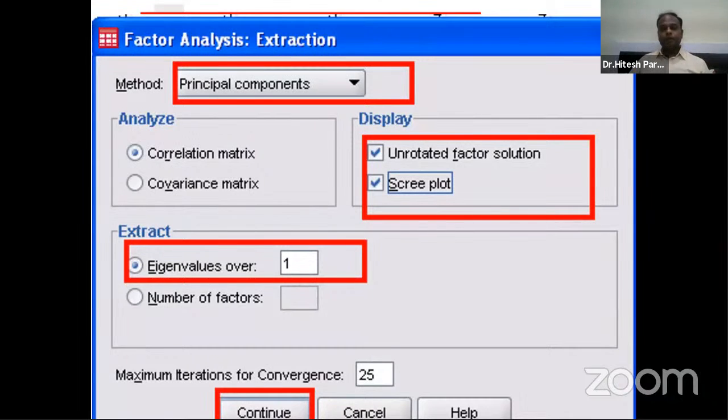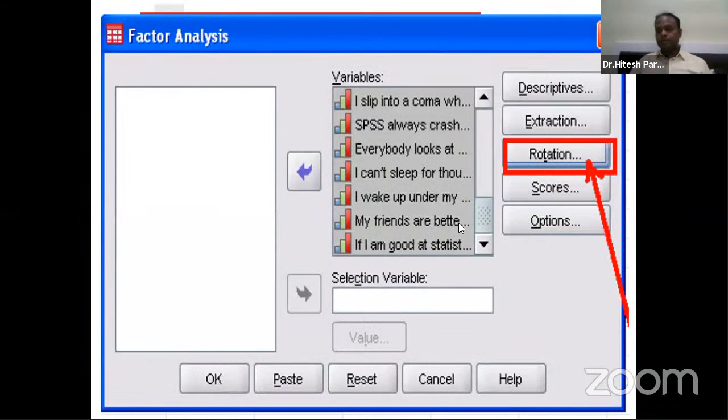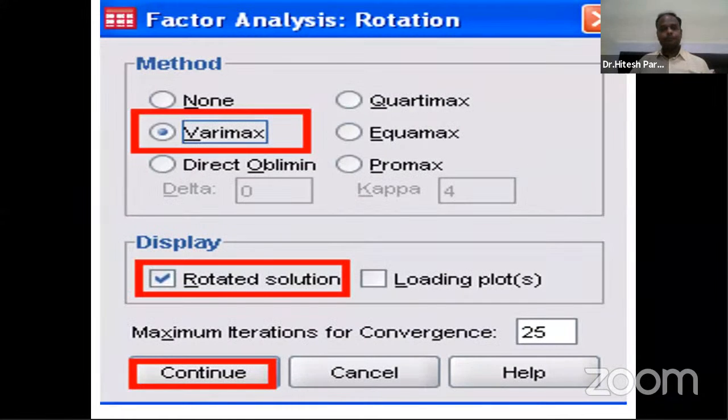The file that you need to open is factor_HP. You just click on continue. Click on rotation. Once you click on rotation, this will emerge. In rotation, we select Varimax rotation, then click on rotated solution and continue. Varimax and rotated solution, and then continue.